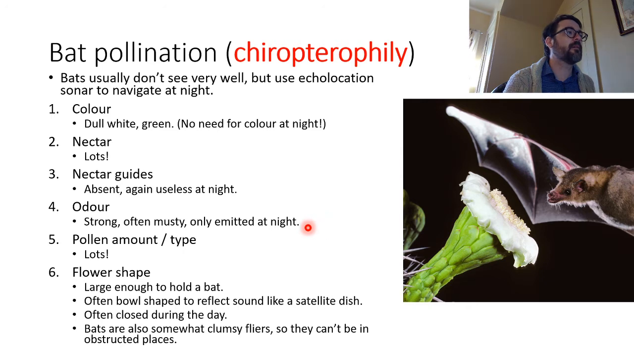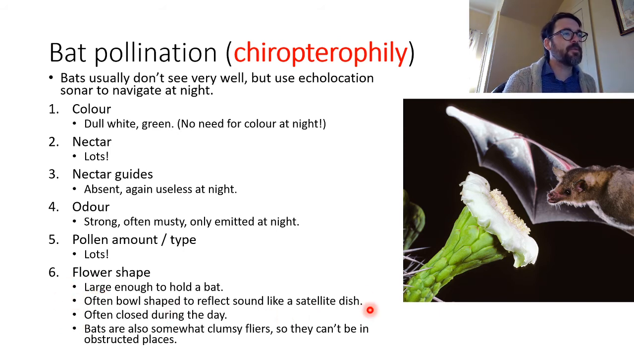That can be an interesting clue that it might be bat pollinated. You're going to need a lot of pollen. And what's cool, the flower shape now, it needs to be big enough to hold a bat. Big brown bats that are pretty common around here, they're only like 50 grams or something like that, but that's still pretty heavy relative to a bee. So you need to be able to hold a bat.